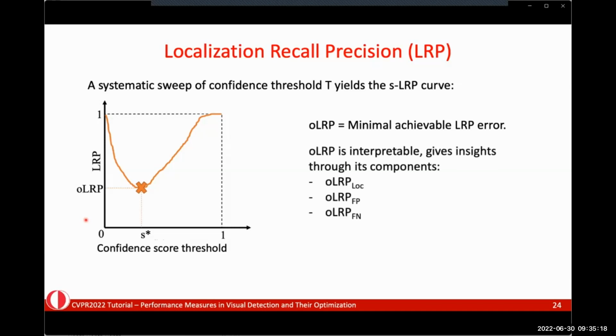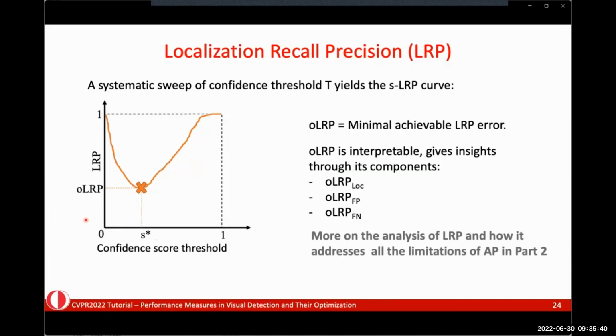As with LRP, OLRP is also interpretable and it can be separated into its three components. These three values, without the need for looking at any curves or plots, would give us insights about the strengths and weaknesses of the visual detector. We do not need to compute separate LRP or OLRP values for different intersection over union thresholds.